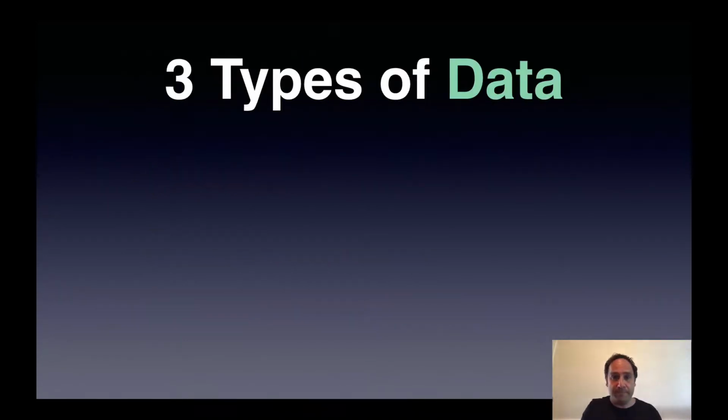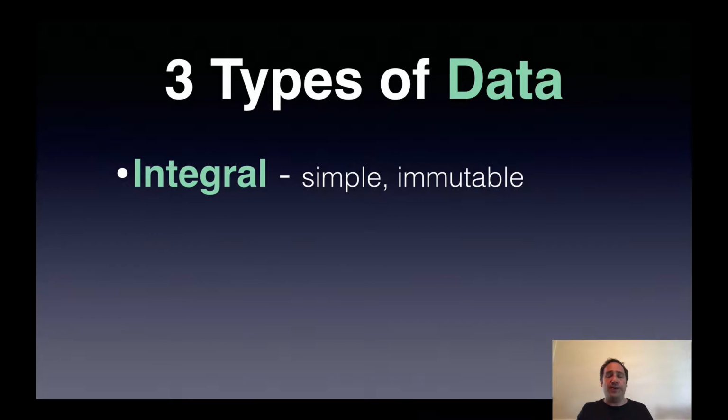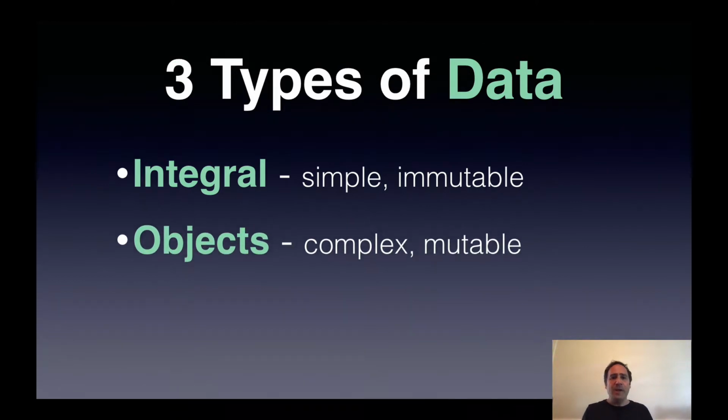There are also three kinds of data that we're dealing with in Swift. We have integral data, that's simple and immutable, things like Int or Double or Boolean. We have objects, which are complex, right? Objects can have multiple properties, and objects are definitely mutable because you can change any different value of a property on an object, and the object is still its same thing, right?